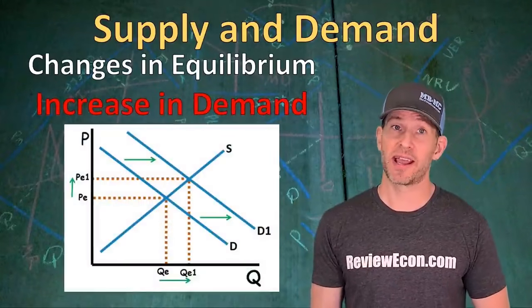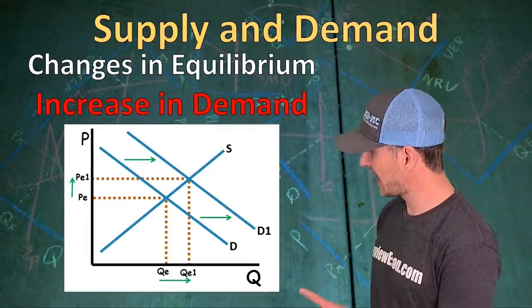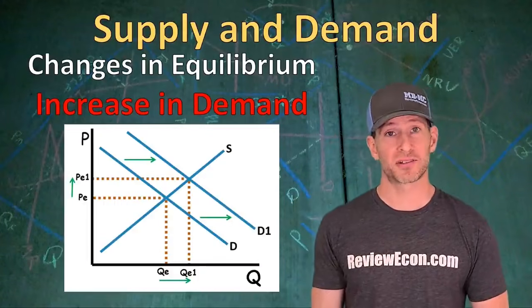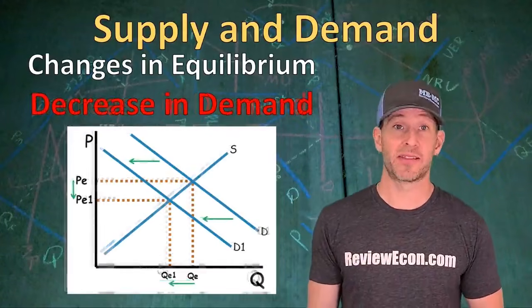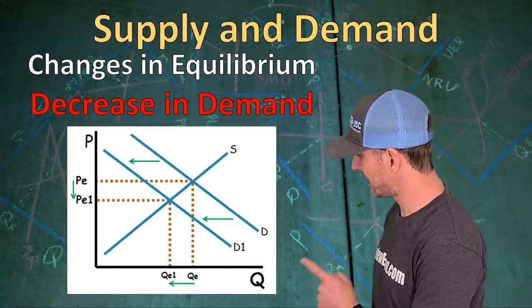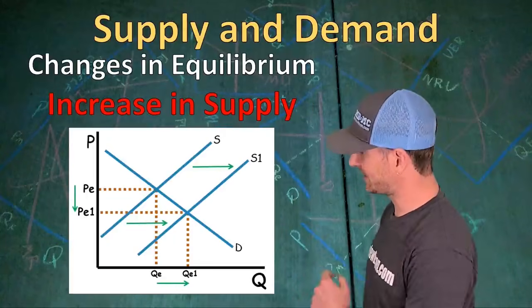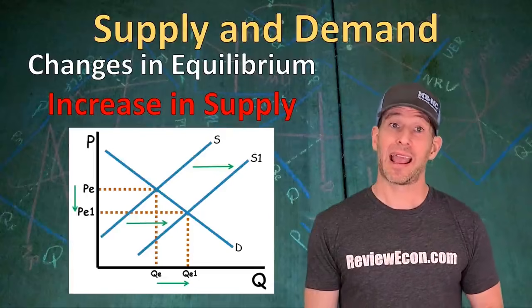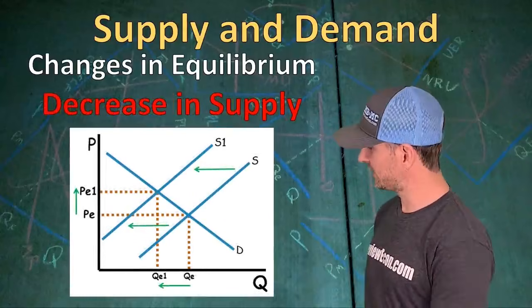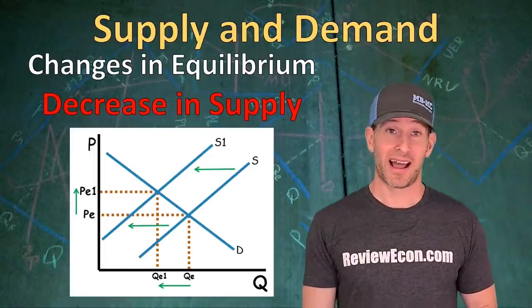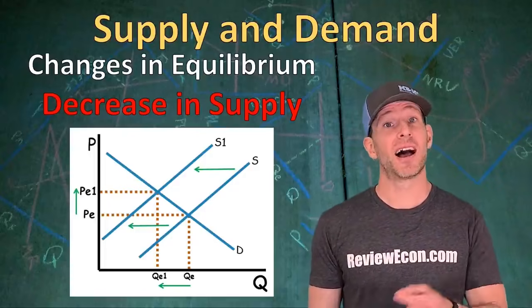When there's an increase in demand, we will see the equilibrium price increase and the equilibrium quantity also increase. When there's a decrease in demand, that will decrease the equilibrium price and decrease the equilibrium quantity. Increasing the supply will decrease the price and increase the quantity, and decreasing the supply will increase the price and decrease the quantity. I don't suggest you memorize all those shifts. I suggest when in doubt, graph it out.